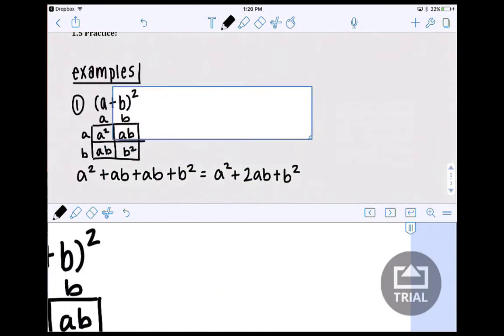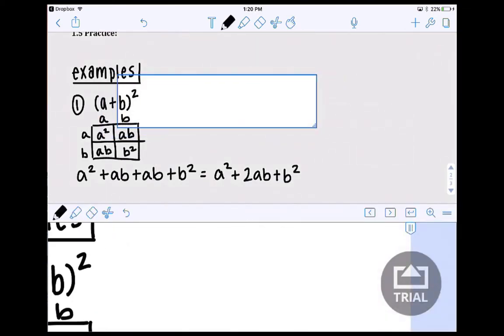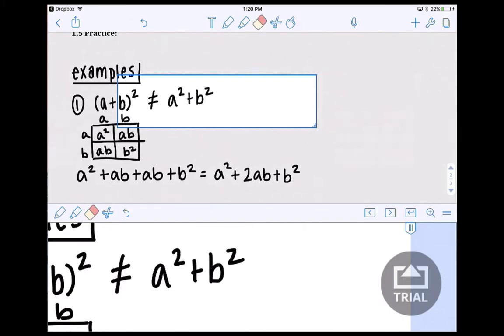Now, remember that that is not the same as A squared plus B squared, as you can see. That's a huge mistake that happens all the time, but it's okay. You haven't FOILed in a while.